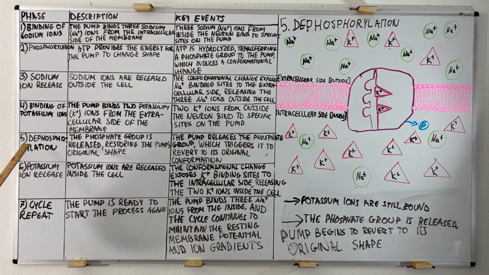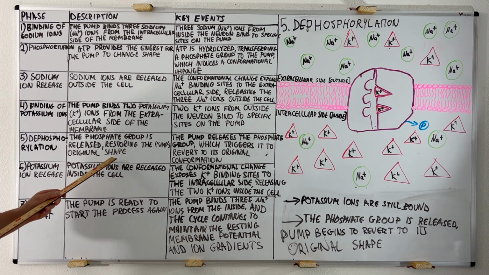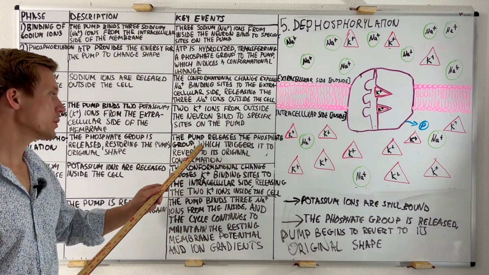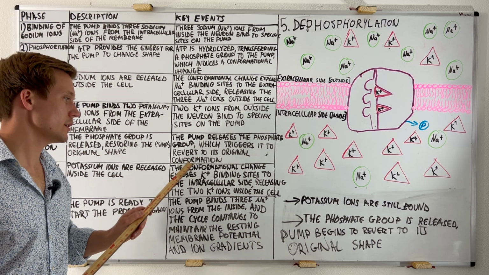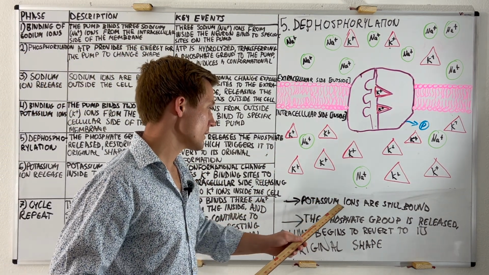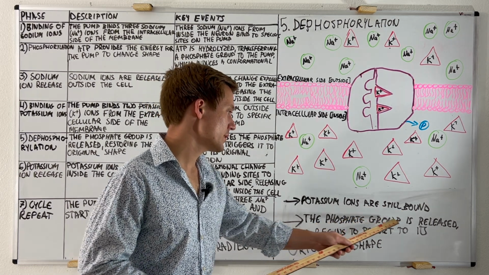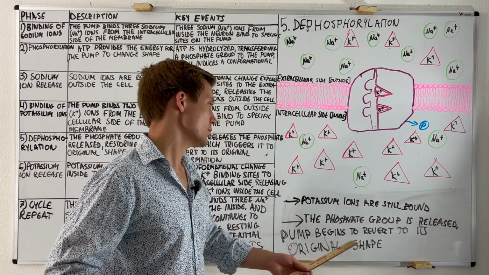So 5, dephosphorylation. The phosphate group is released, restoring the pump's original shape. The pump releases the phosphate group, which triggers it to revert to its original conformation. And so the key note here is that the potassium ions are still bound and the phosphate group is released. Pump begins to revert to its original shape.